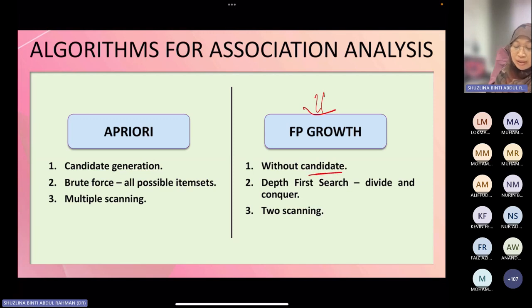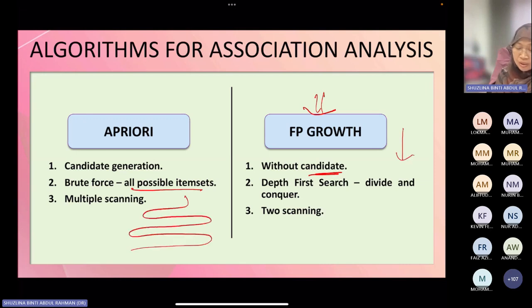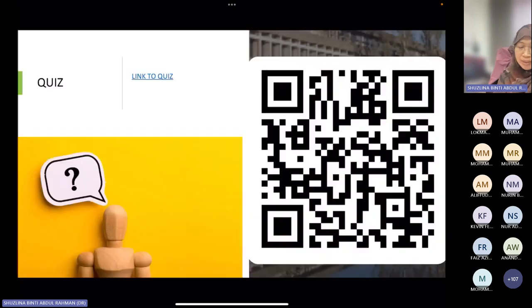So there's no candidate generation as what we did in the Apriori, but we make use of depth first searching. Instead of looking at all possible item sets, we make use of depth first search by doing divide and conquer. The Apriori makes use of the level-wise, or what we call breadth first search. This one is more on the depth, or what we call depth first search. That wraps up this part.